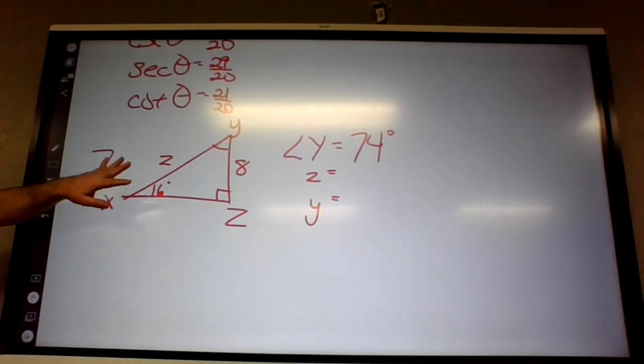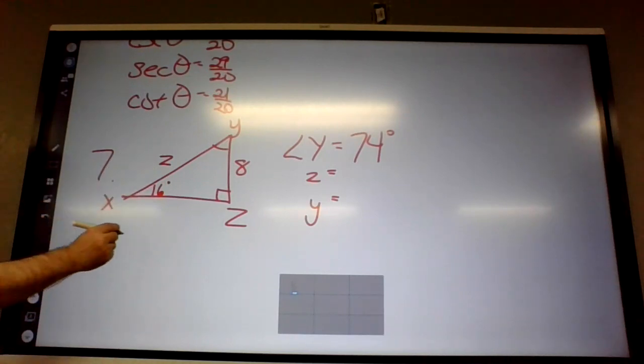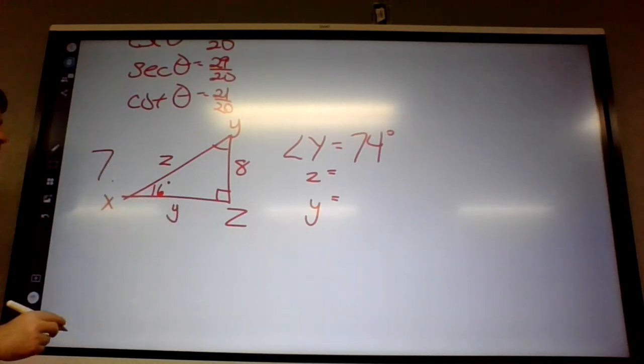Olivia, any ideas how we could find side Z? To be honest, I only know how to find Y. I could only figure out how to find Y. The angle, you mean? Yeah.